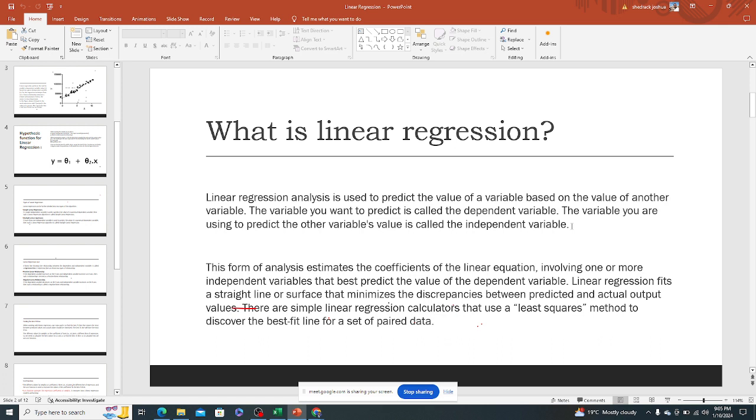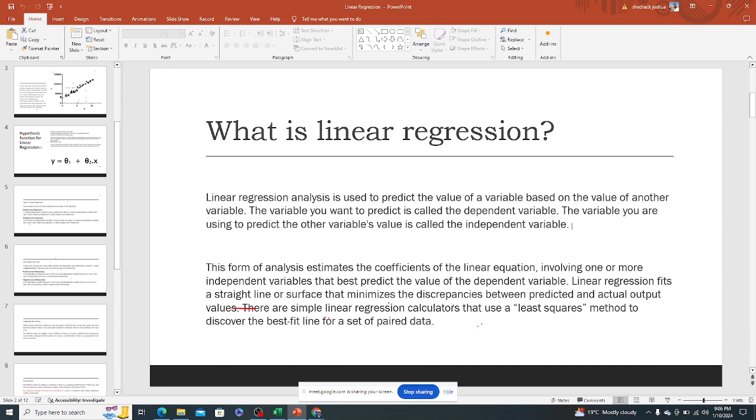Linear regression fits a straight line or a surface that minimizes the discrepancies between the predicted and the actual values. Of course, if we have a very minimal distance between the predicted and the actual values, then we usually say that model is strong. You'll find that the standard error, or what we call the error term, is very small. So the smaller the error, the better your model. We shall look at those factors, don't worry.